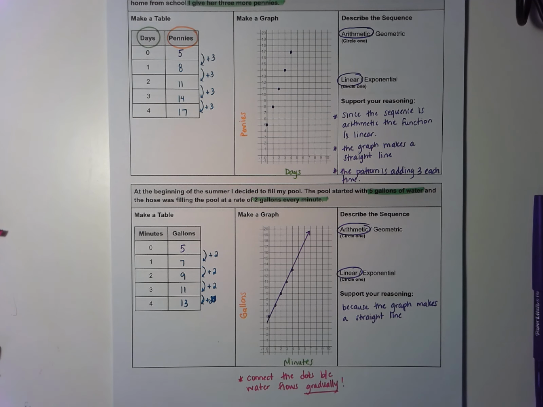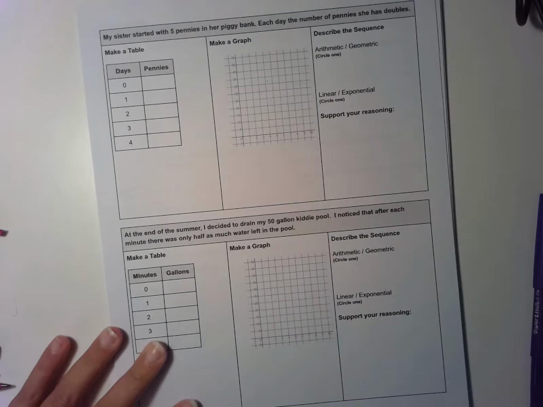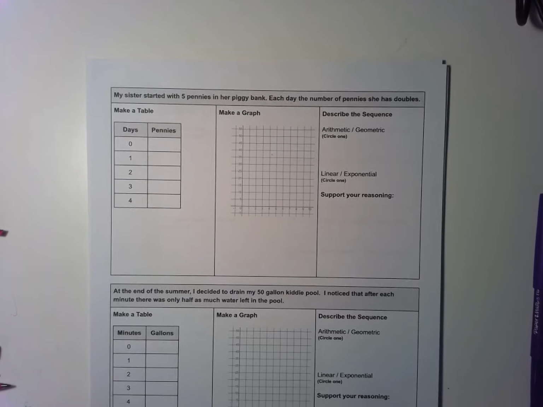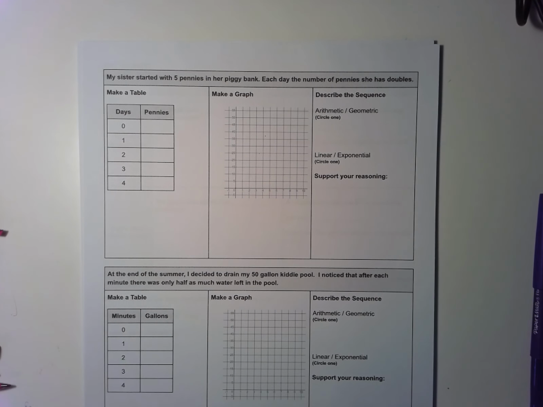So one of the new things in this unit is that we're going to need to make a decision about whether to connect the dots or not, in addition to whether the sequence is linear or exponential. Let's look at another scenario. So the next scenario would be my sister started with 5 pennies in her piggy bank. So just like before, she starts with 5, but each day the number of pennies she has doubles.